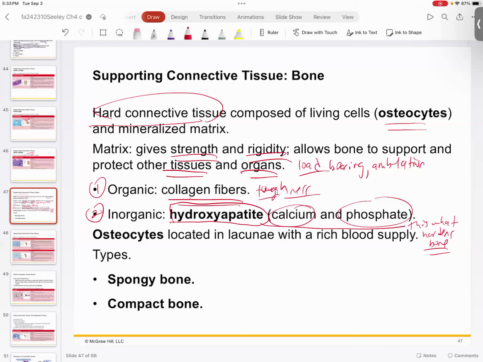So if you want good hard bones, you have to have calcium. If you want good hard bones, you have to have phosphate. Otherwise, you're not going to be able to harden your bony matrix. So generally speaking, the osteocytes, which themselves are also located in a lacuna, very similar to what we saw with chondrocytes, are a little bit different because unlike cartilage, bone is actually very vascular.